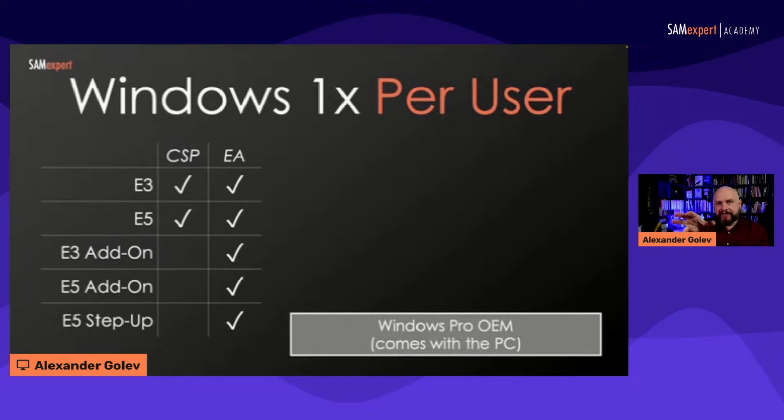If you buy empty computers, you can't upgrade them to Windows Enterprise, because Windows Enterprise is always an upgrade. Always. It's always an upgrade. Whether that's Windows Enterprise per device or Windows E3 or E5, which is per user. They are upgrade licenses.